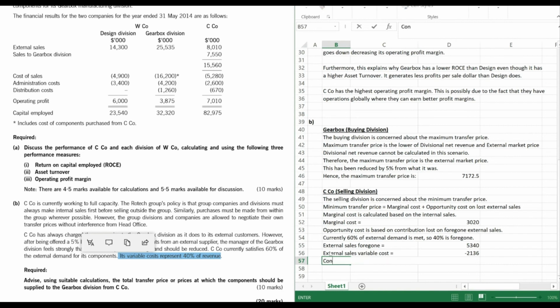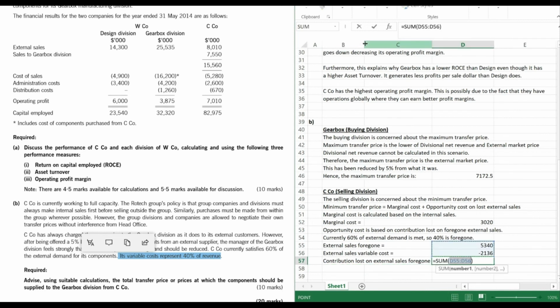So contribution lost on external sales foregone. We need to stretch the column a bit. Let's stretch this one a bit more. Okay, it is equal to these two. Right, so 3,204. We'll make this bold and we'll make this bold as well. Let's just cut this and paste this here so it's next to the equal sign. Okay, so those are our two amounts. Or we could have just taken 60% of 5,340. It would have given 3,204 as well.